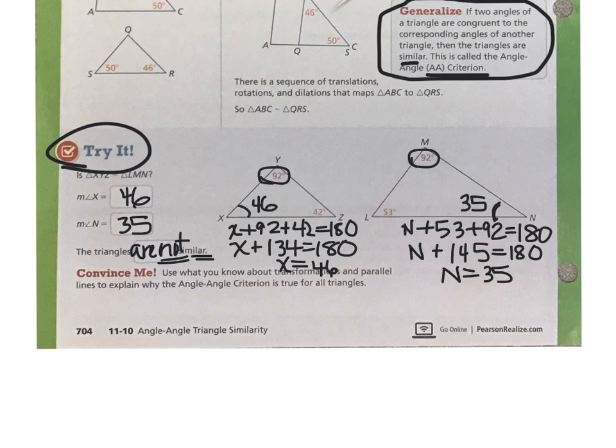In solving for X, you should find that it equals 46 degrees. In solving for the measure of angle N, you should find that it equals 35 degrees. In comparing those two triangles, they only have one angle in common. That would be angles Y and M are the same measure, which means these triangles are not similar because the angle-angle criterion is not met.